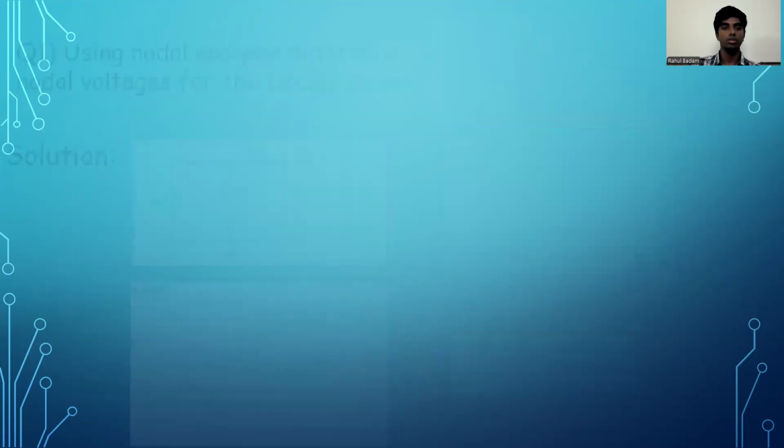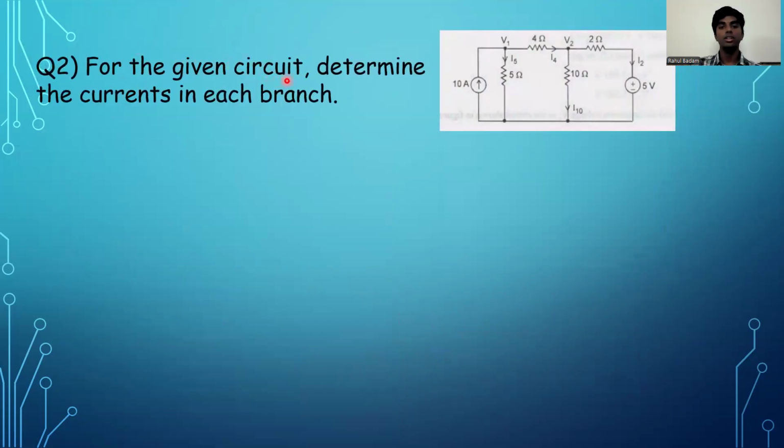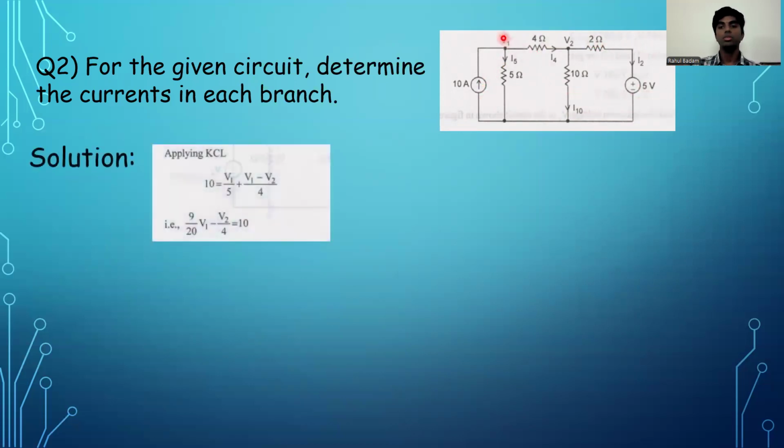Now, let's get to the second question. It says, for the given circuit, determine the currents in each branch. Now, there are 1, 2, 3, and 4 branches and 4 different resistors with a 10 ampere current source and a 5-volt voltage source. Let's assume this to be V1 and this as V2. Applying nodal analysis at V1 using KCL, we get 10 is equal to V1 by 5 plus (V1 minus V2) by 4. 10 is on the left hand side because it is incoming current, which, as already mentioned, is taken to be negative. That is, 9 by 20 V1 minus V2 by 4 is 10.